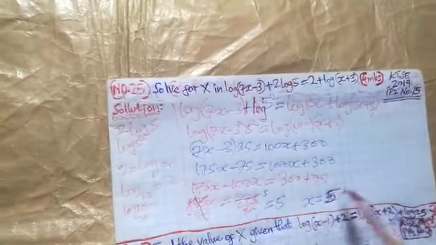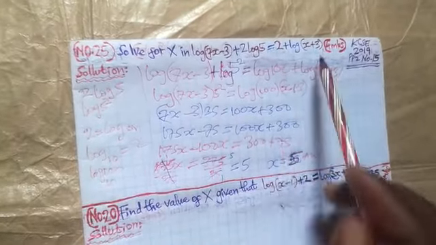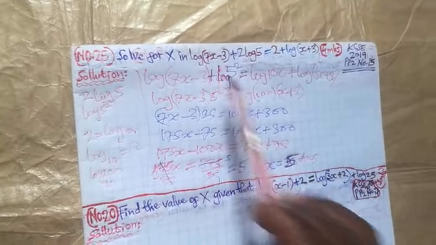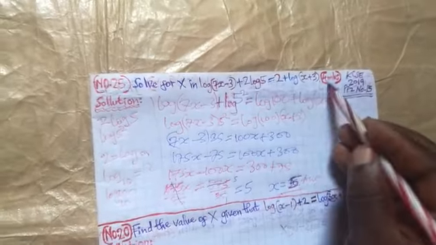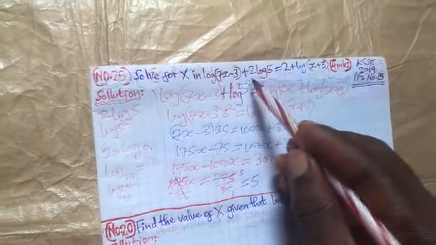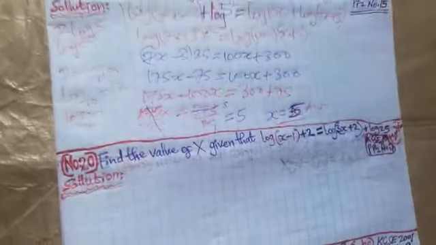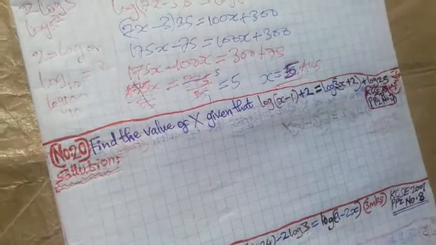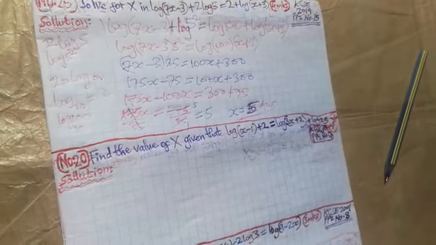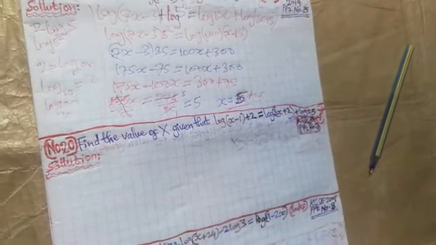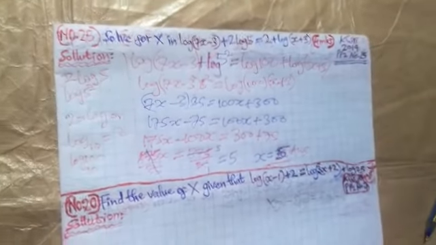Now we can as well check the answer if we substitute x is 5 into the main equation. You are going to prove that that is the correct answer. Note that for any logarithm question to be correctly set, the bases must be the same. As you can see, this is base 10.